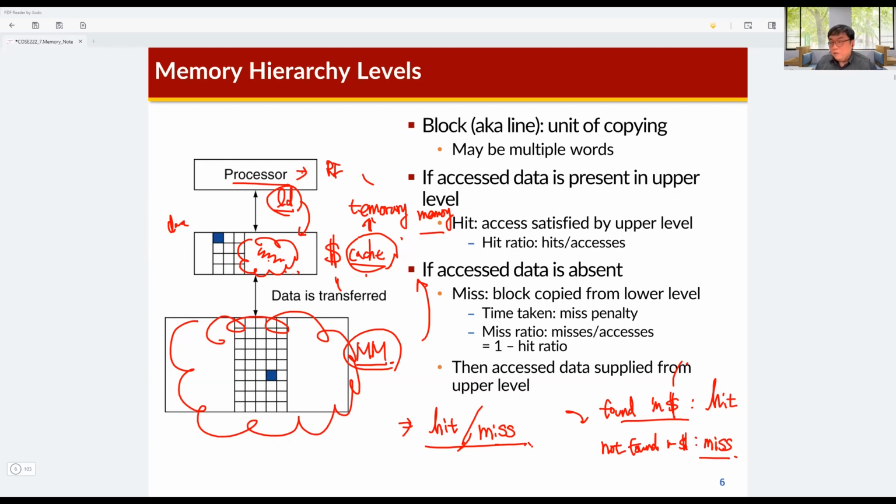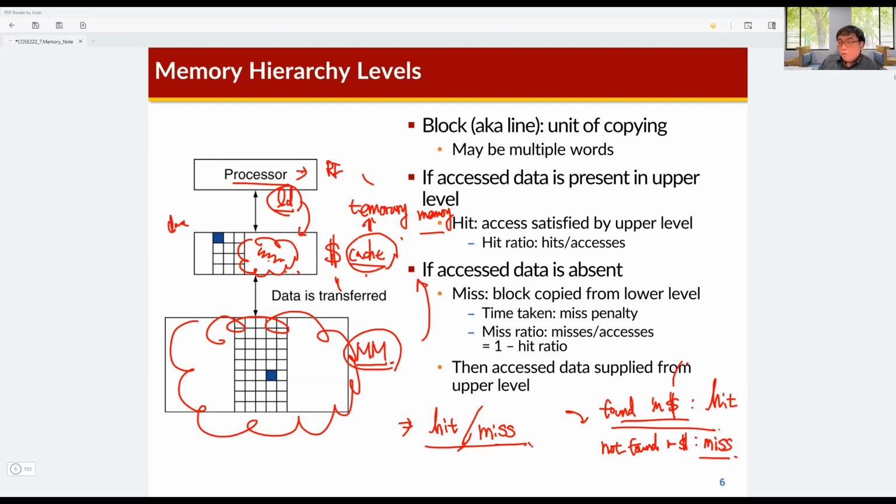So what are the meanings of hit and miss in the previous class? Like branch prediction: if the prediction is correct, that is called a hit. If the prediction is wrong, then it's called a miss. And in the cache memory, if the data is found in cache, this event is called a hit, and if the data is not found in the cache, this event is called a miss.